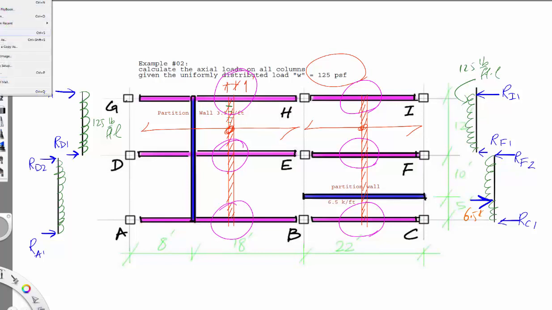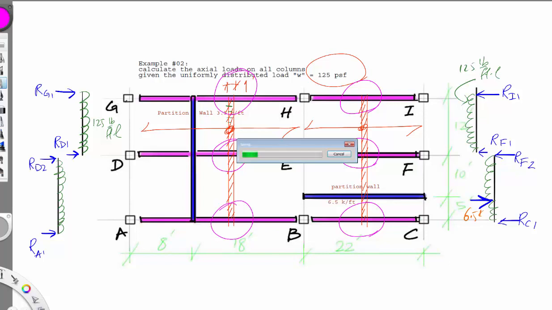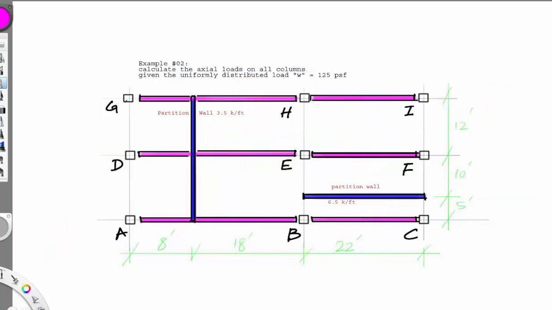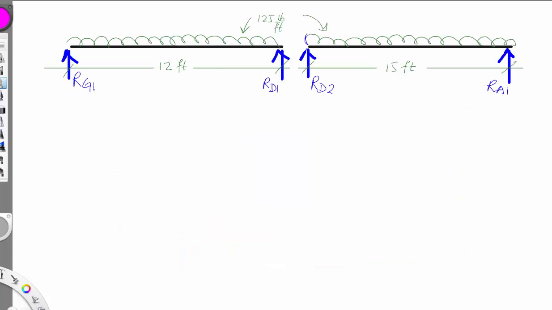So we'll start with RG1 and RD1 and RD2. So let's do that separately. So RG1, RD1, RD2, and RI1. And the calculation here is straightforward.